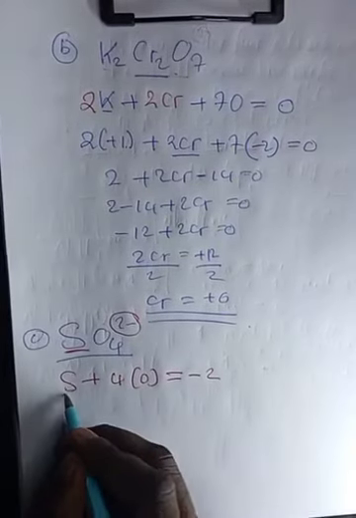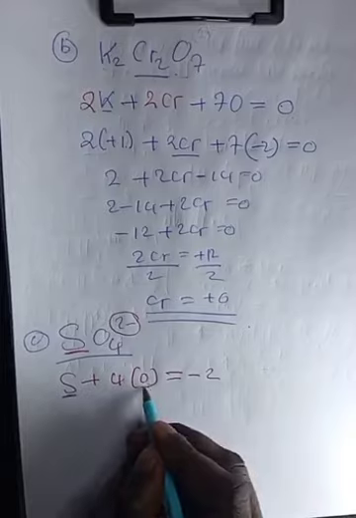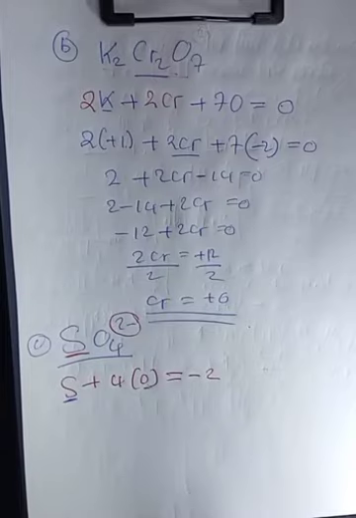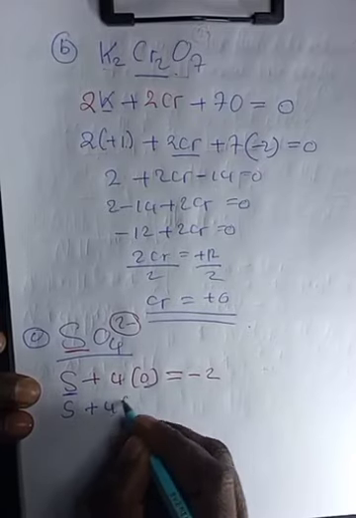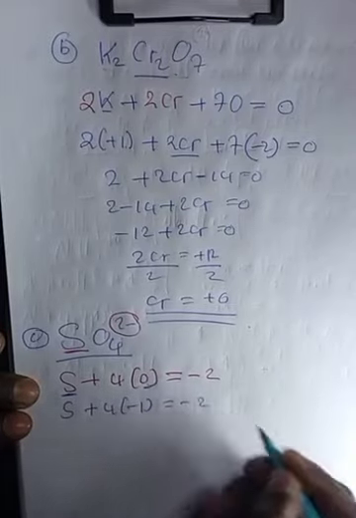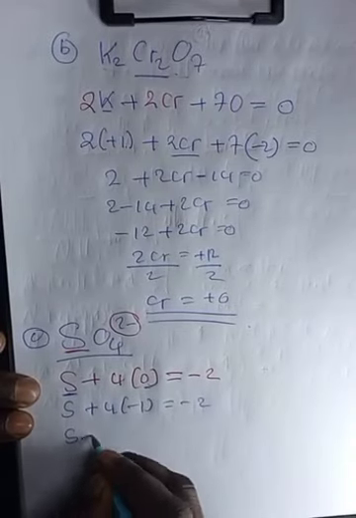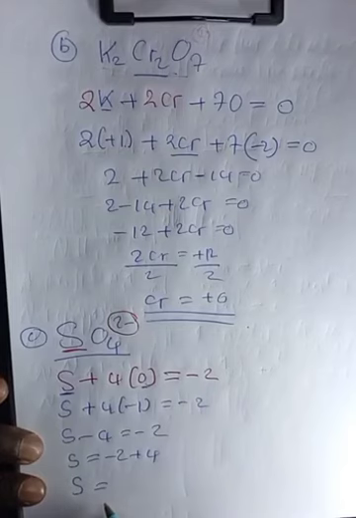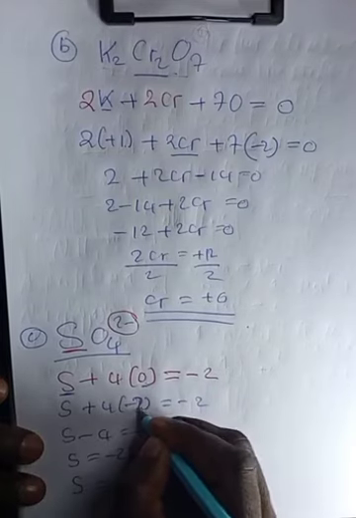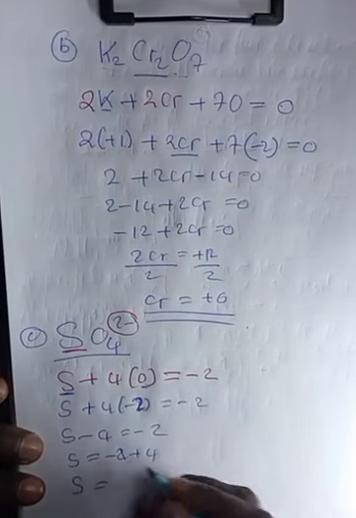What do I know about sulfur? The one they want me to find. What do you know about oxygen? We know that oxygen's oxidation number is always negative 2, except in hydrogen peroxide where it is negative 1. So I say sulfur plus 4 times minus 1 is equal to negative 2. Sorry, negative 2 here. Sorry, I made a mistake.